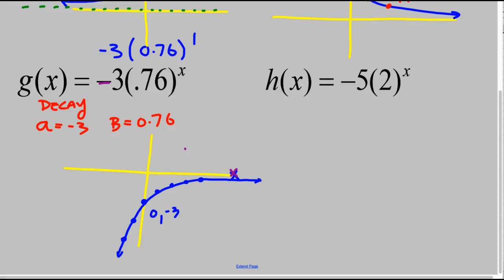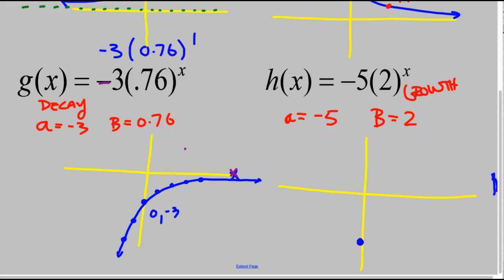Alrighty then. Last one here, we're starting again from negative land. So my initial amount, my a value is negative 5. My b is going to be 2, which means I'm going to have growth. And so when I have growth, I'm going to make a little sketch, but I'm going to start down from negative land. So I'm going to be down here, negative 5. What's going to happen with this one? It's going to grow, but when it grows, I'm going to get a bigger negative.